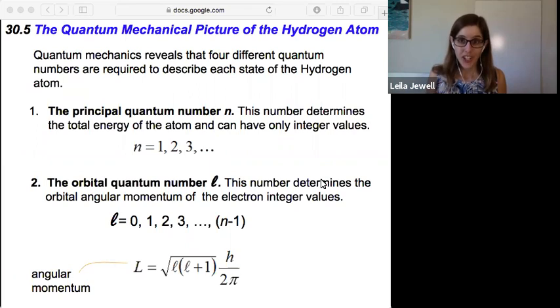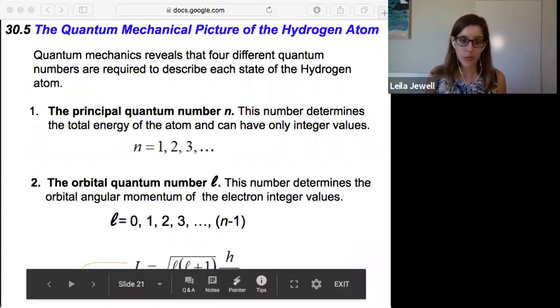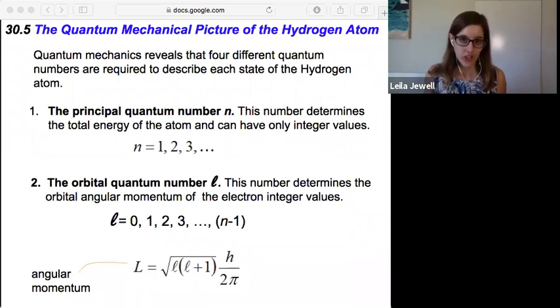But the other quantum numbers, the other discrete numbers that define the state of the hydrogen atom. The second one is the orbital quantum number, which is written with a script L. This number determines the orbital angular momentum of the electron, integer values. So L can have any value from 0 up to n minus 1. So if n is equal to 1, L can only be 0. But if n is equal to 2, L can then be 0 or 1, because it still is at n minus 1 values.